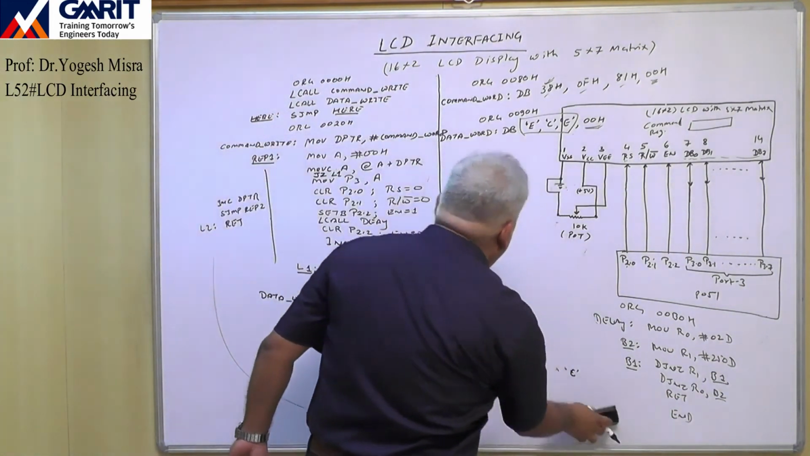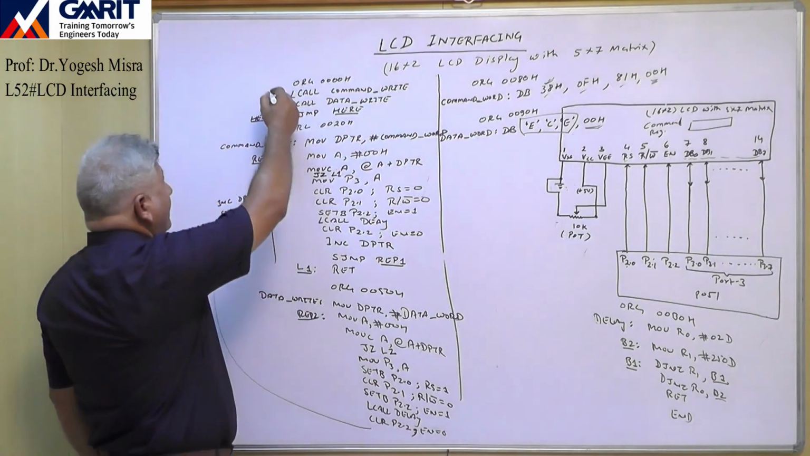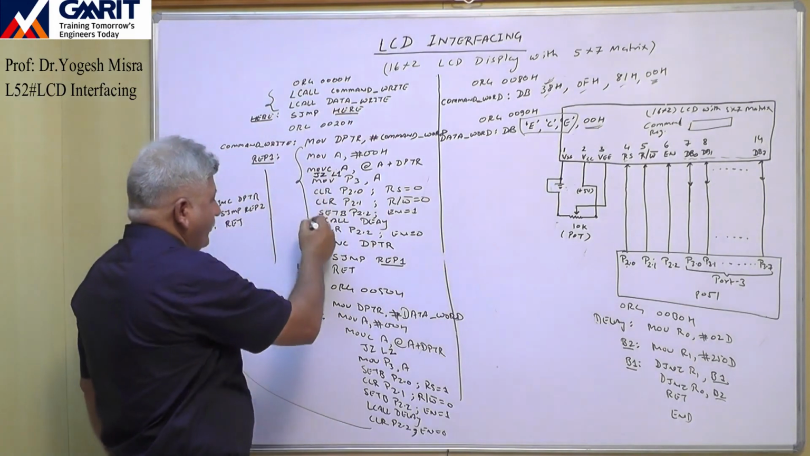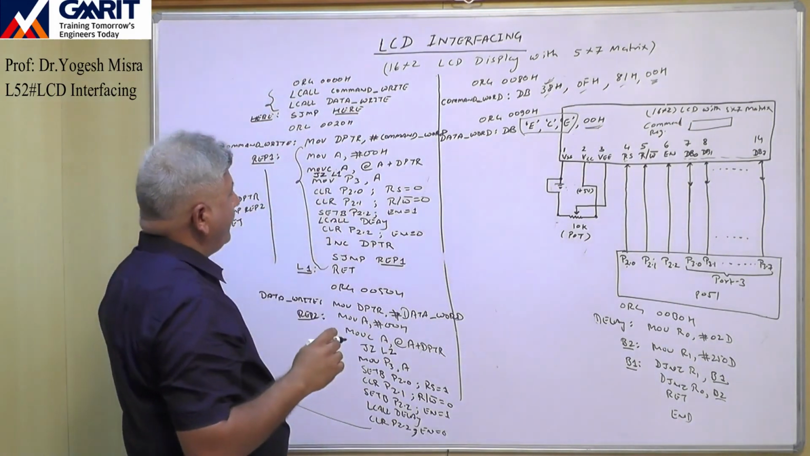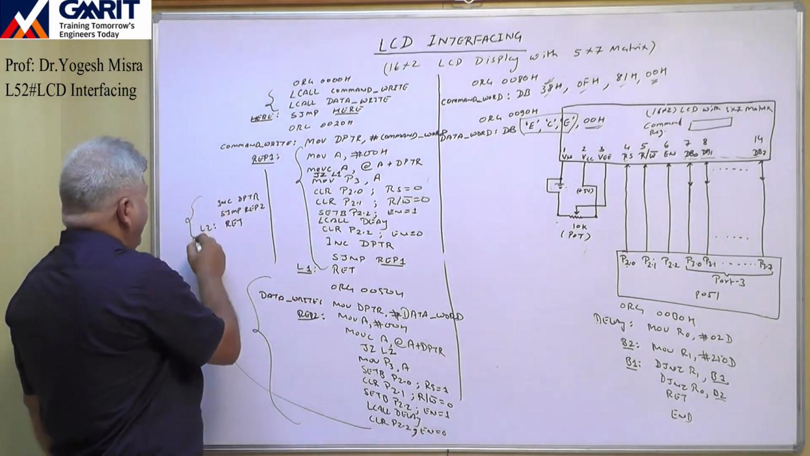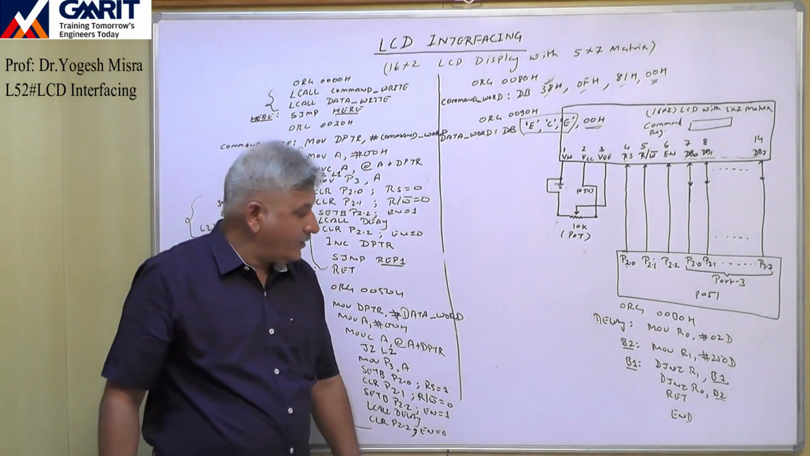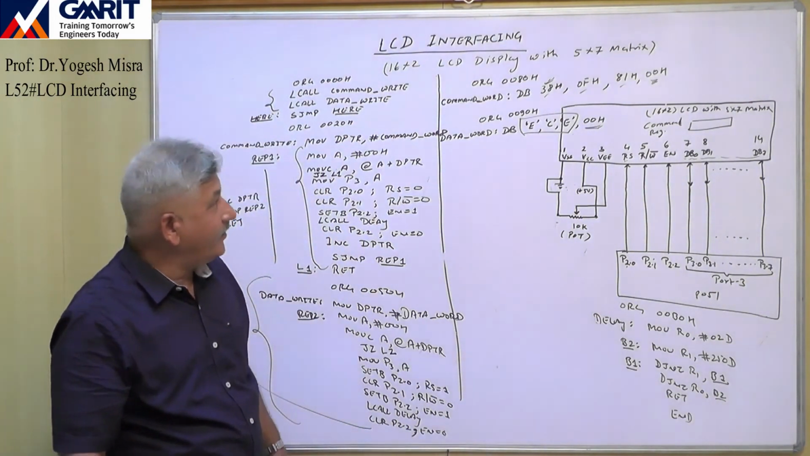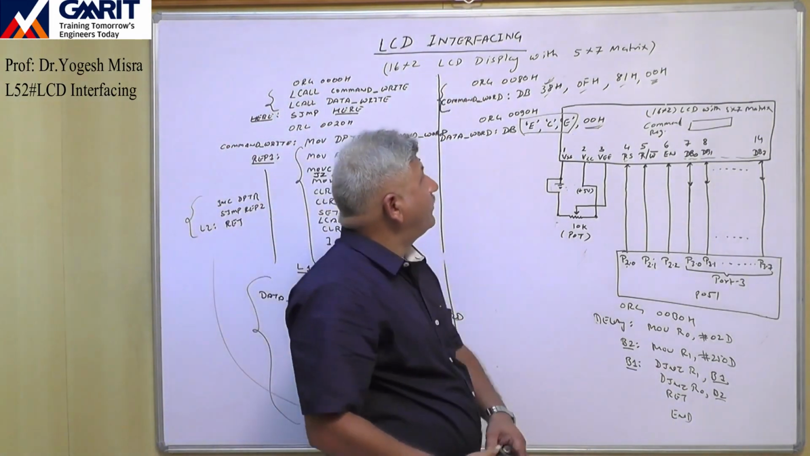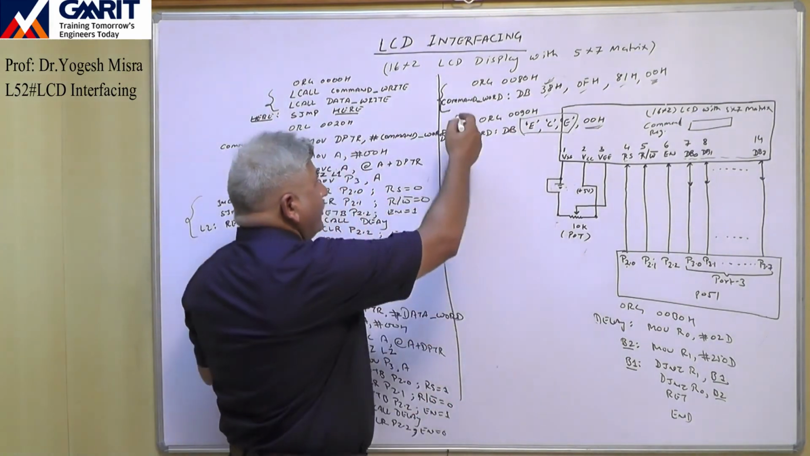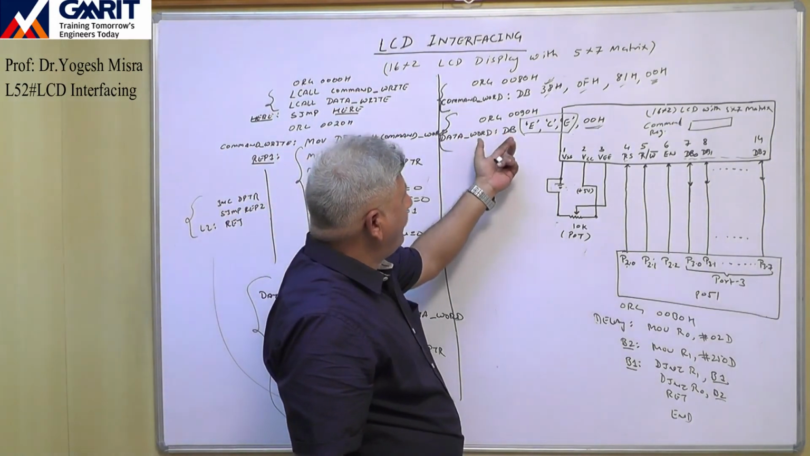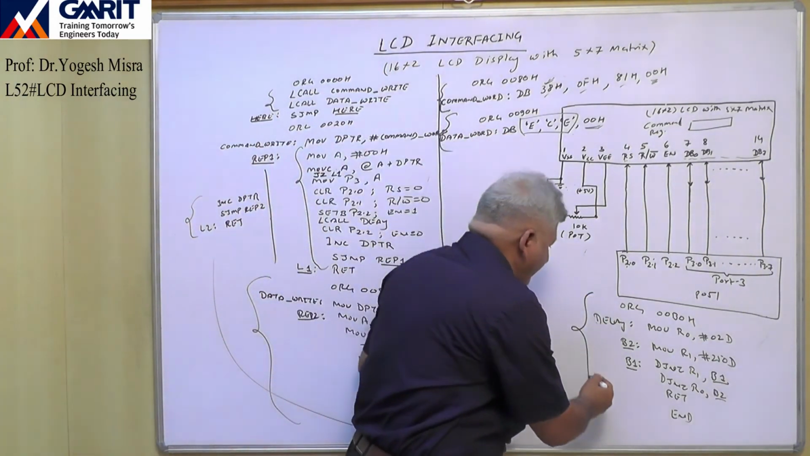So you write the program. See the structure. These are the main program. This program is to write the command word in the command register. This program is to write the data word in the data register. These two lines are used to load our command word in code memory. These two lines load our data word in code memory, and this is our delay routine.